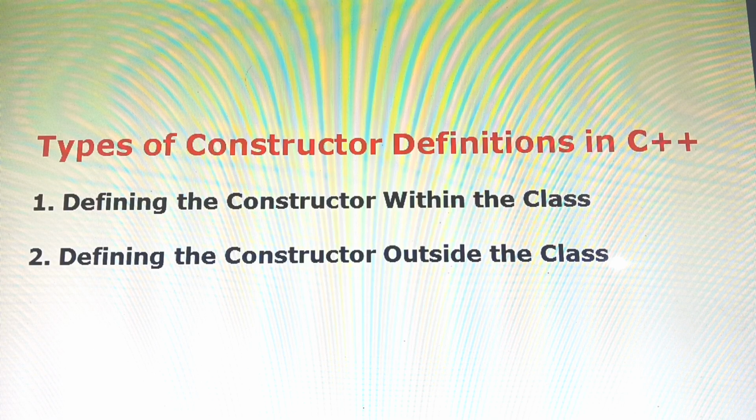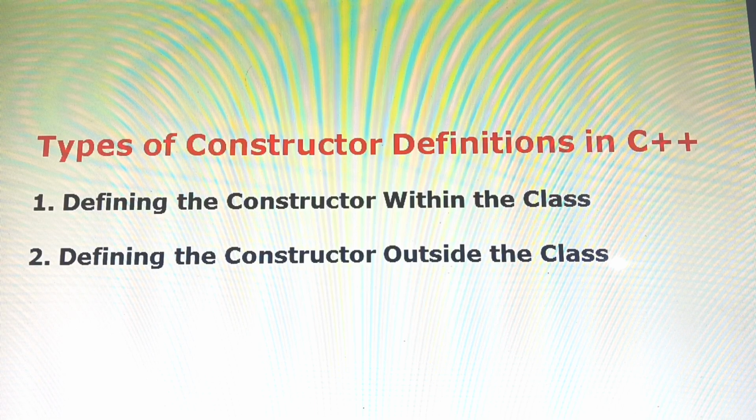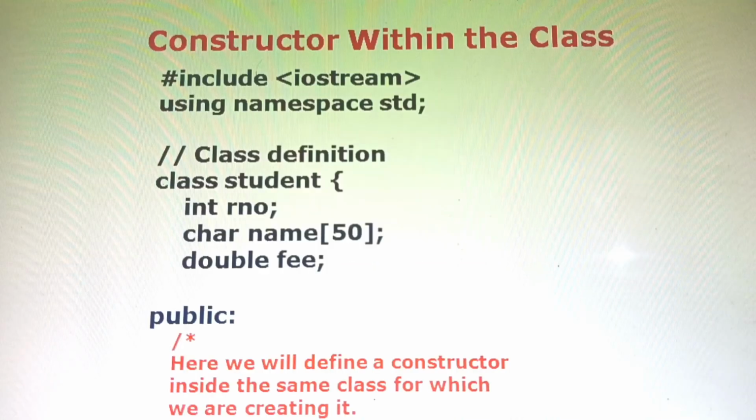There are two types of constructor definitions in C++. First one, defining the constructor within the class. Second one, defining the constructor outside the class. We can study how to create the constructor within the class and how to create the constructor outside the class. Let us study that. We have already seen within the class and outside the class.